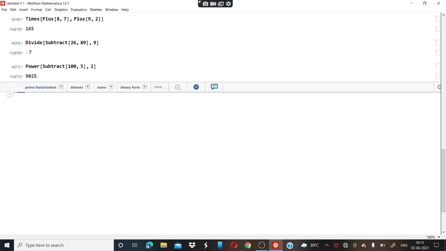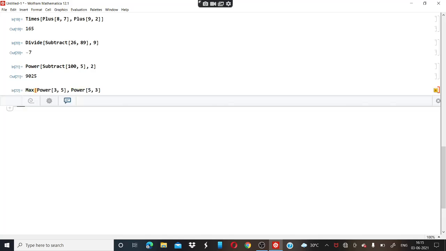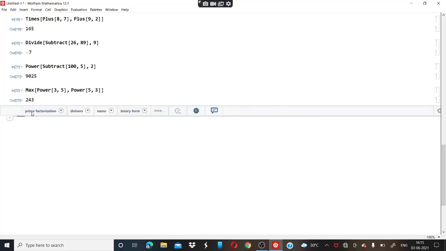Now the next question is: find the larger of 3 raised to power 5 and 5 raised to power 3. For larger we use max, comma, bracket, and 3 raised to power 5. For the power we use power, bracket 3, 5, bracket close, comma, power, bracket 5, 3, and we close this bracket, shift and enter. One bracket is missing, so we close this bracket also and we get the result as shown here.